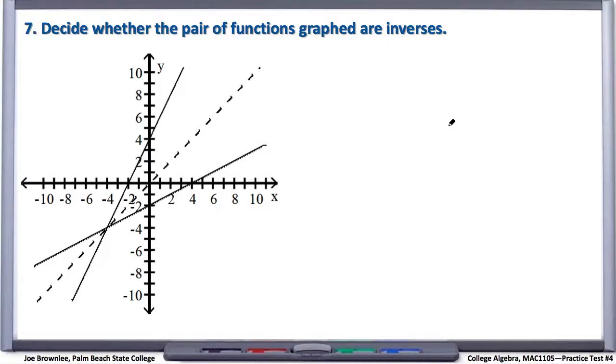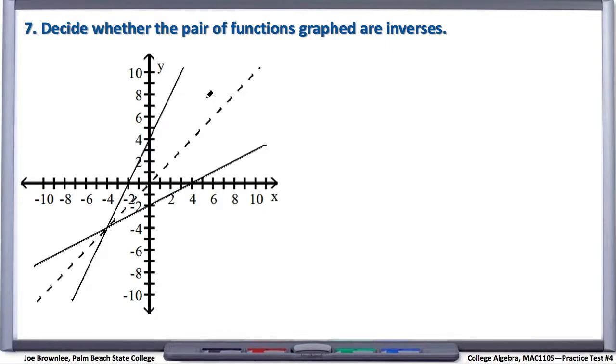All right, number 7, decide whether the parafunctions graphed are inverses. Now, this is similar to what we looked at in questions 5 and 6, where we're given two functions and asked if they're inverses of each other, except now you can see no longer are we being provided the functions themselves. Instead, we're being provided their graphs, but we still have to come up with an answer whether or not these two functions are inverses.